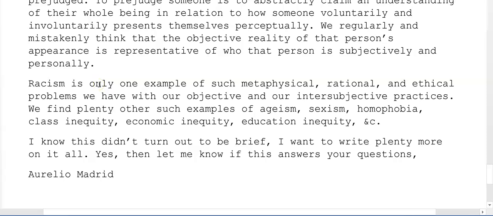Racism is only one example of such metaphysical, rational, and ethical problems we have with our objective and our intersubjective practices. We find plenty other such examples of ageism, sexism, homophobia, class inequality, economic inequality, education inequality, etc., etc.